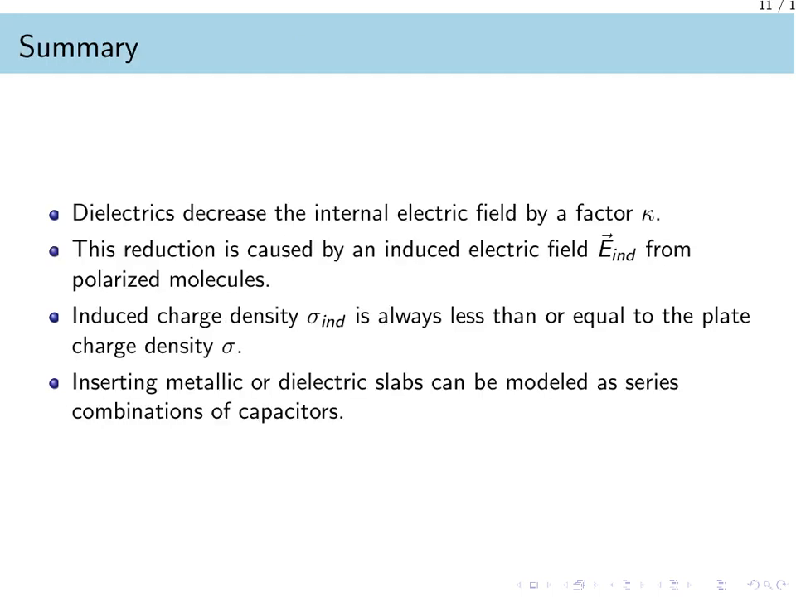as expected. In summary, introducing a dielectric into a capacitor decreases the internal electric field by a factor of kappa. This reduction is caused by the alignment of polarized molecules, which generates an induced electric field that opposes the external field. Consequently, an induced charge density appears on the surface of the dielectric. This induced charge density is always less than or equal to the charge density on the main capacitor plates. Finally, we learned that inserting either metallic or dielectric slabs that only partially fill the space between the plates can be effectively modeled as series combinations of multiple smaller capacitors.